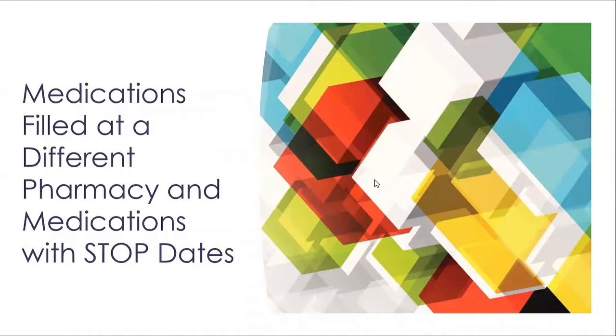Okay, so one other thing that we want to make sure that we go over is how to add medications that are filled at a different pharmacy. And typically, medications that are filled at a different pharmacy are usually things like antibiotics because they're usually something that we get from an urgent care or maybe the ER or something like that. So we want to make sure that we all know how to add that to our electronic MAR.